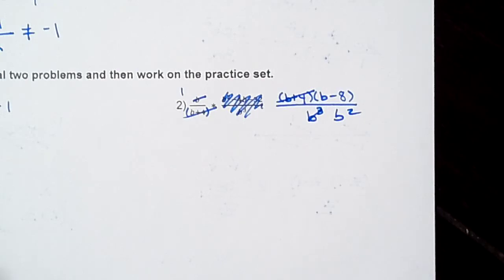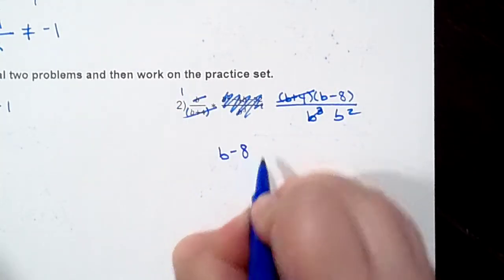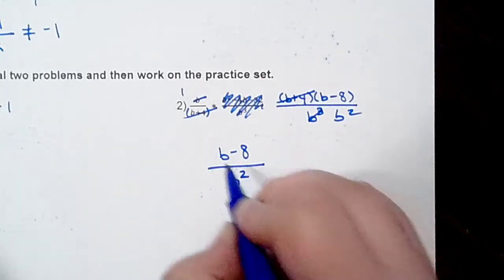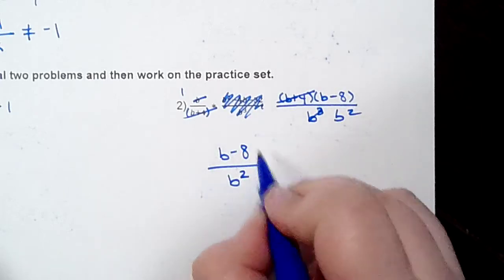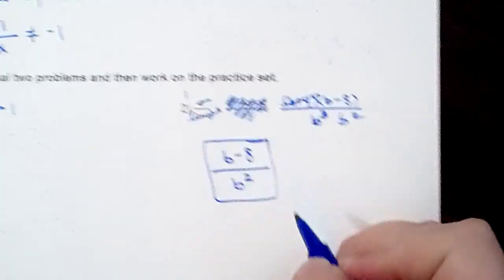And now let's bring it all back together. All that's left on the top is b minus 8. All that's left on the bottom is b squared. I cannot break anything else down because this has got an addition-subtraction sign. So that is my final answer.